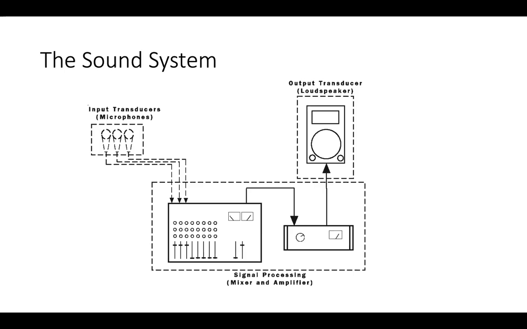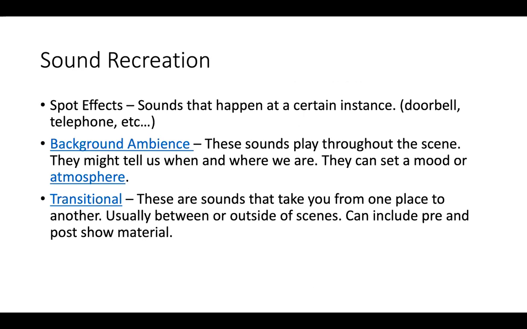But still, all sound systems have these basic elements, right? They have an input of some sort. They have some kind of signal processing, which includes a mixer and an amplifier, and then some kind of output. So it's got to start somewhere and end somewhere with the sound system. Hopefully that gives you a general understanding of how a sound system works.